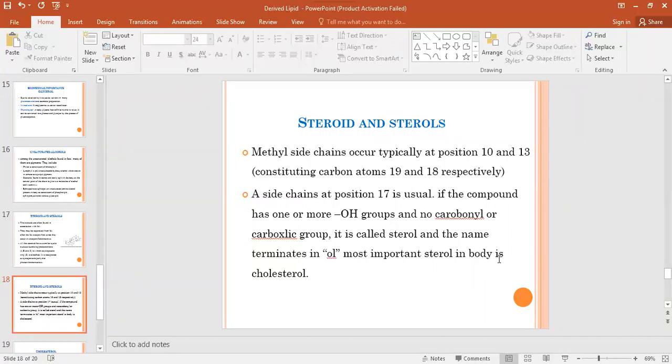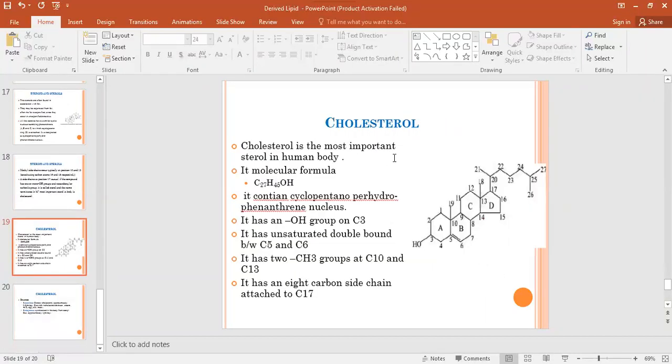This slide has already been discussed. Cholesterol. What is cholesterol? Cholesterol is the most important sterol in the human body. Its molecular formula is C27H45OH. It contains the cyclopentanoperhydrophenanthrene nucleus. It has a hydroxyl group on carbon number 3.